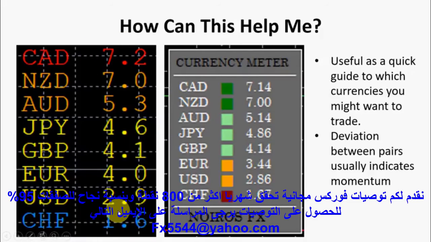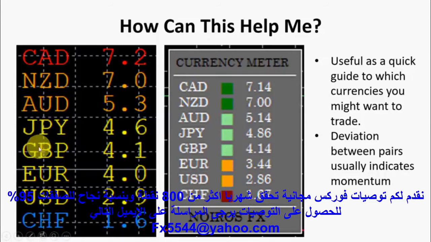What does that tell us? The CAD/CHF pair will be in an uptrend. So that's information that is going to help you right straight away. And the same thing, NZD versus Swiss franc will also be in an uptrend. However, these middle ones, for example GBP/EUR or GBP/JPY, are not as strong and they are not weak, neither strong nor weak.